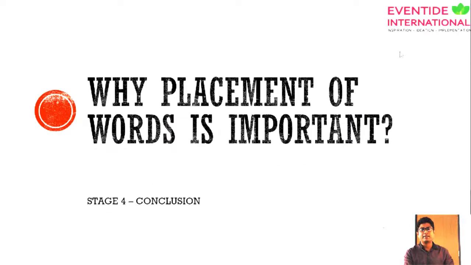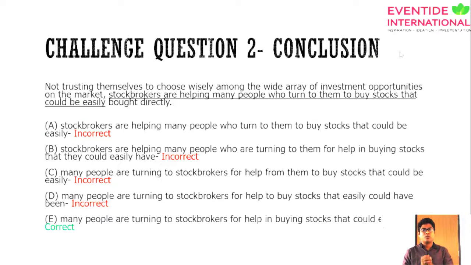So our final answer: option A was the incorrect option, option B was the incorrect option because they had mistakenly modified stockbrokers instead of many people. Option C was wrong because it had an extra "from them," and option D is wrong because it could have been more concise with "could be easily bought directly." Thus, the correct option in this question is option E.